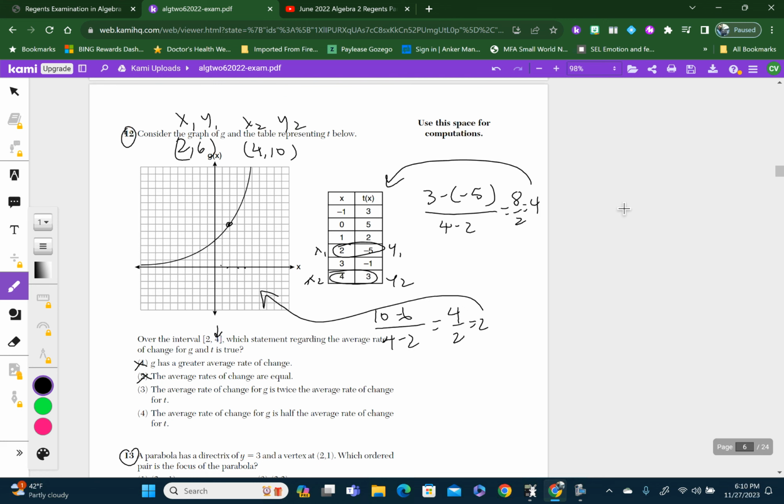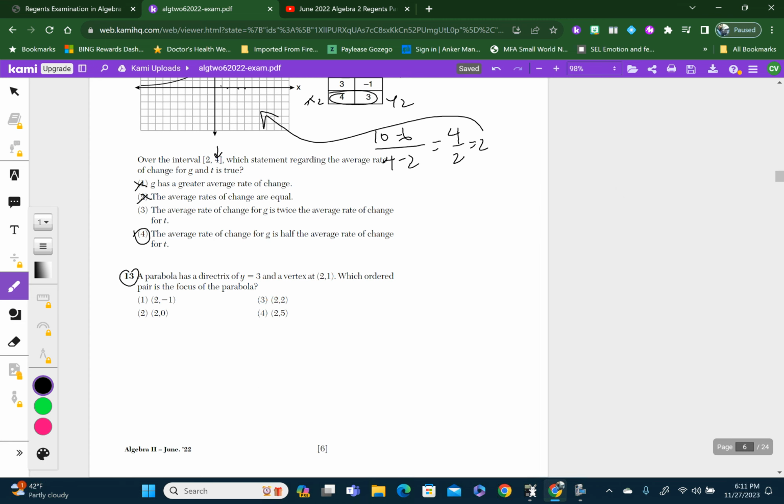No, the average rate of change for G is twice the average rate of change for T. So G is not twice as much as T, right? 2 is not twice as much as 4. The only one that makes sense is option number 4, right? The average rate of change for G is half the average rate of change for T. All right, we're doing good.